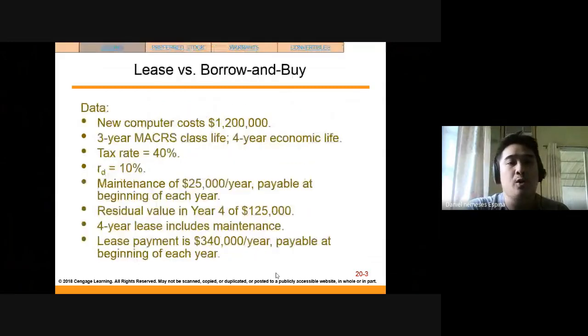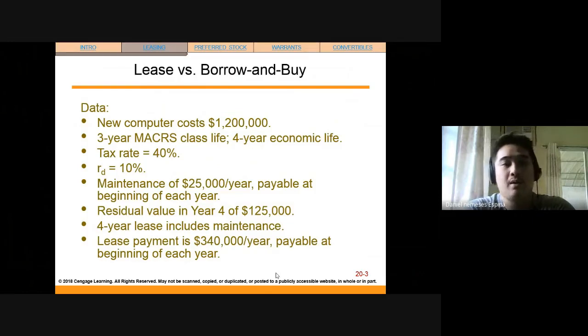So comparing the lease and the borrow and buy method, okay? Where will we benefit more? So how to compute which is more advantageous between the two, the lease or the borrow and buy, the buying of the asset. So we have the data.